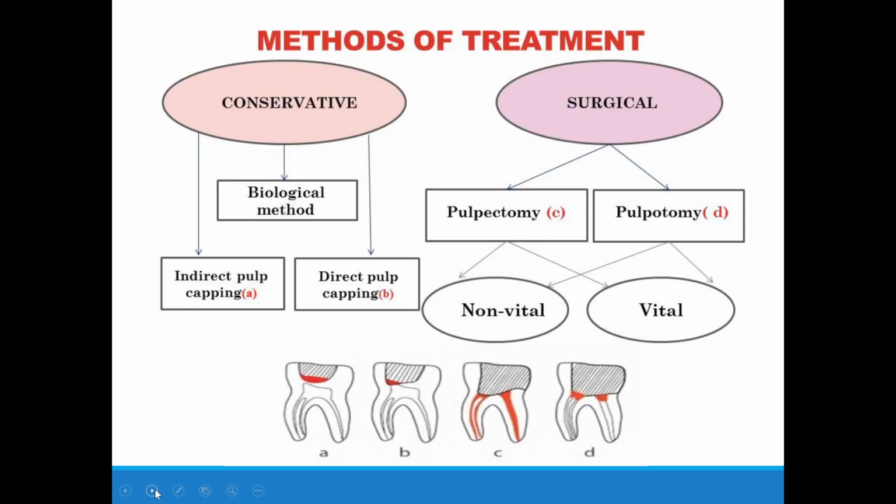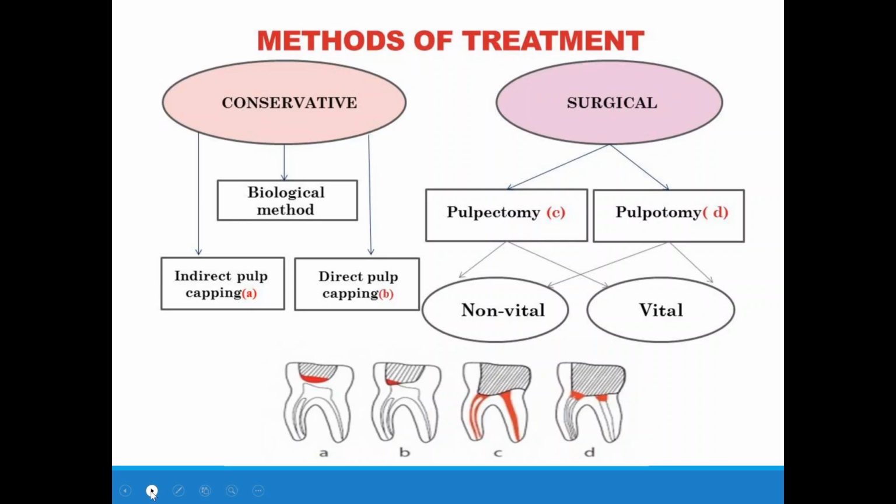So methods of treatment we divided in two groups, conservative and surgical. Conservative methods of treatment are the biological method, indirect pulp capping, and direct pulp capping. And we speak about surgical methods. It's pulpotomy, vital and non-vital, and pulpectomy, the same, vital and non-vital. Let's speak about the biological method.